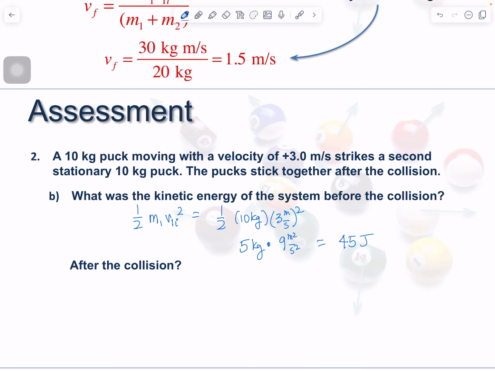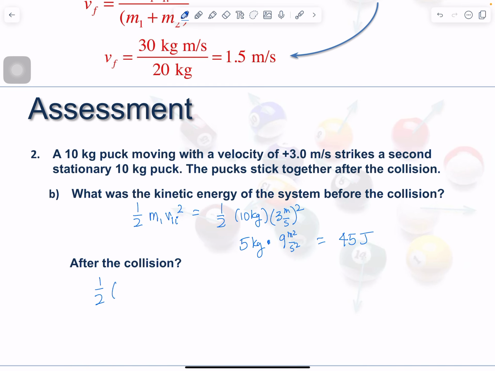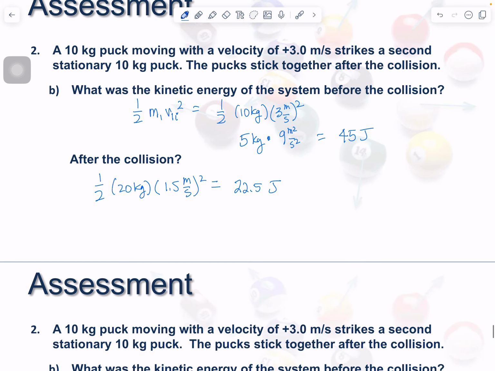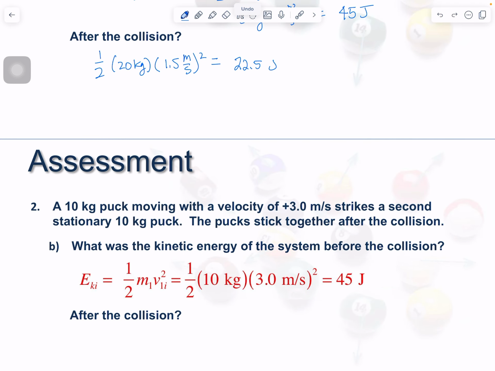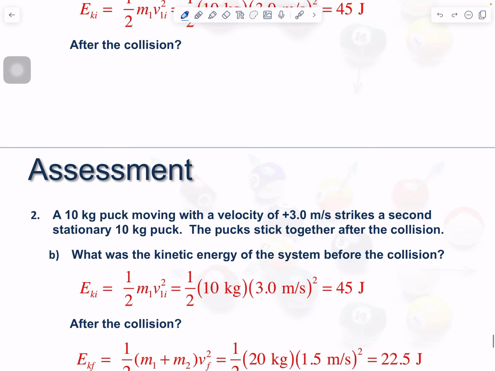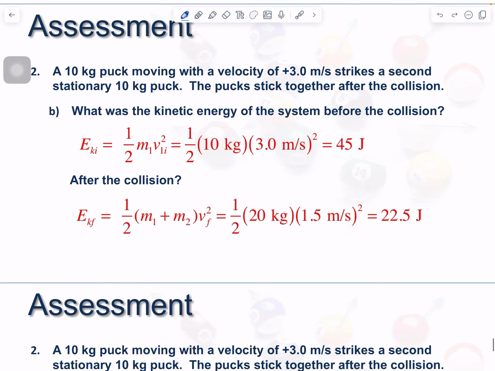What is the kinetic energy after the collision? So after the collision, I've got 1/2 times 20 kilograms times 1.5 meters per second squared. And I can't do that one in my head. 1.5 squared times 20 divided by 2. So I get 22.5 joules. Okay. All right, so we got 45 is correct. After the collision, 22.5 is correct.